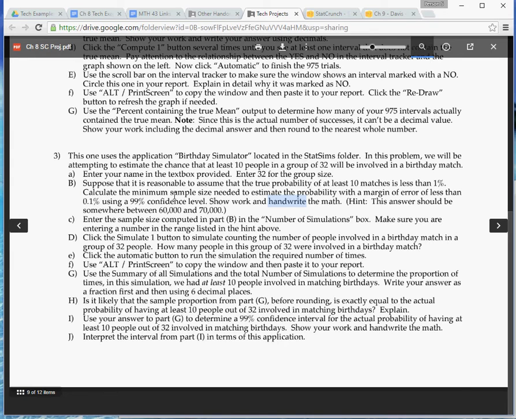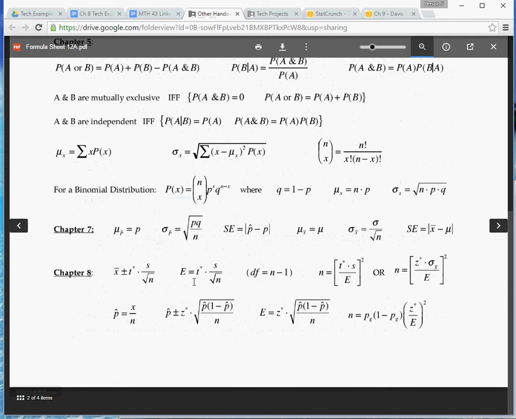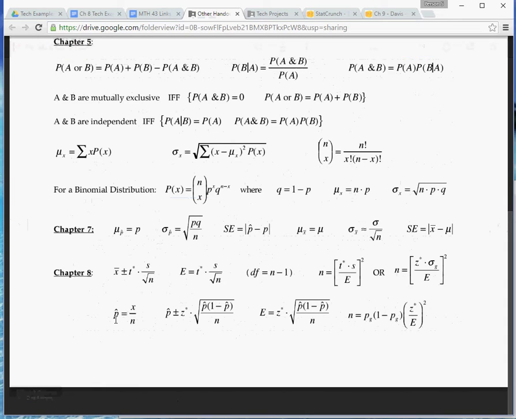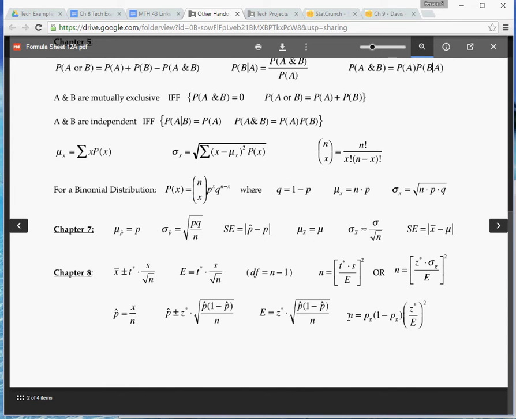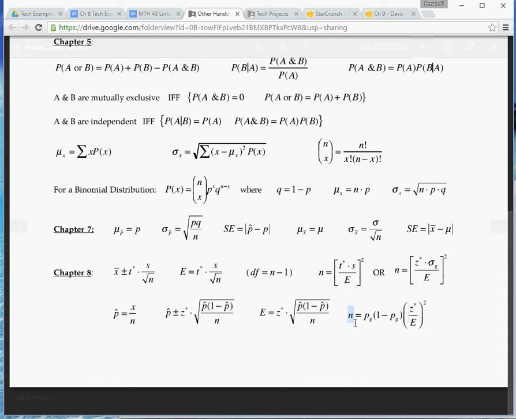So the first thing is, what are we trying to do? We're trying to figure out sample size. So we're doing a confidence interval for proportion, and we're trying to figure out sample size. I have the formula sheet here. For proportion confidence intervals, this is this line. Sample size is n, so here's the formula that we want to use. If we want to find n, we need a guess at p, we need a z-score, and an e, and then we can plug all those in.